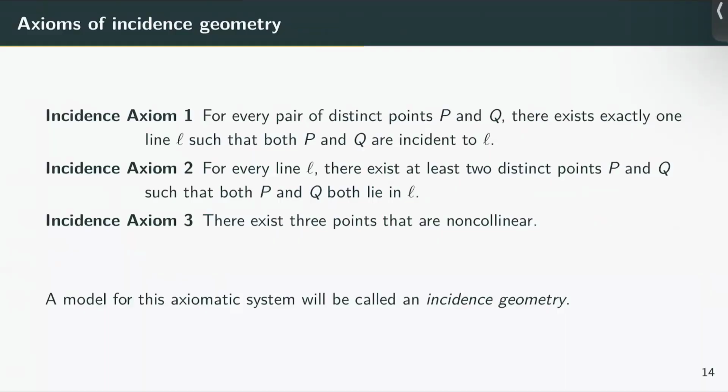And now we have the axioms. We have the undefined terms, we had some definitions for convenience, and now we get to the axioms. The first axiom is that for every pair of distinct points P and Q, there exists exactly one line L so that both P and Q are incident to L. And so that's existence and uniqueness of a line. Incidence axiom 2 says that for every line, there are at least two distinct points incident to that line. And then finally, axiom 3 is that there exist 3 points that are non-collinear. Any model for this kind of axiomatic system will be called an incidence geometry.